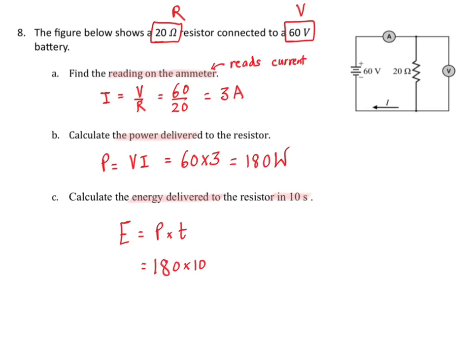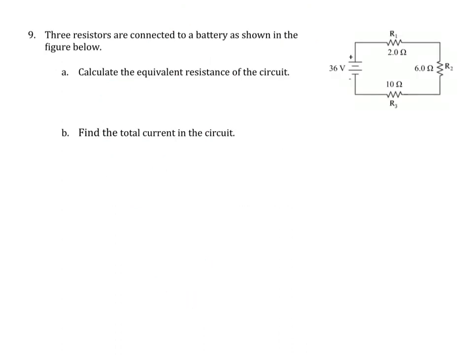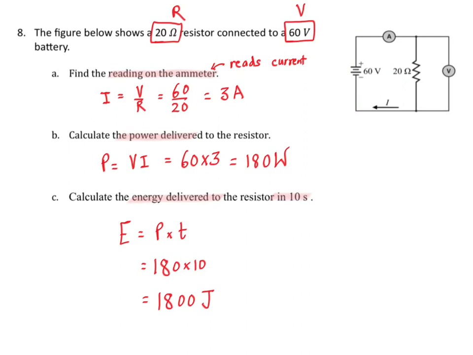Time is given in seconds, so we don't have to do any conversion. We can just directly use it. And the answer comes out as 1800 joules.